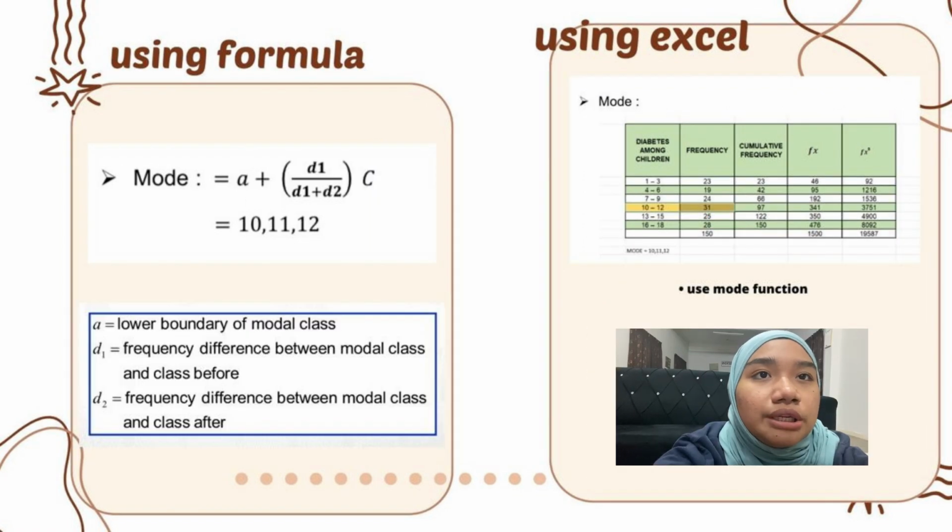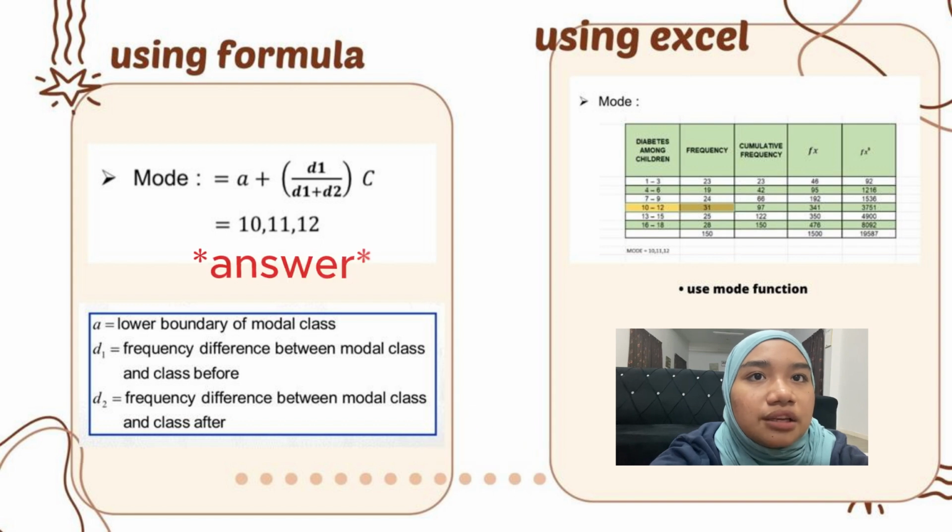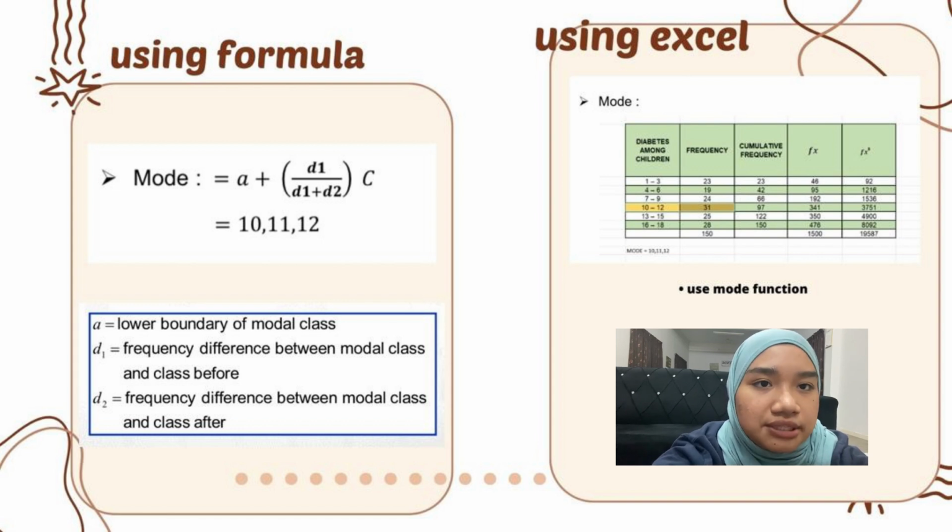For mode, we use the formula like this, and this is the guide to the formula that we use. The formula calculation gives 10, 11, and 12. To find the mode using Excel, we use the mode function. This function returns the most frequently occurring value in a dataset. As you can see, 10, 11, and 12 is the answer using Excel.